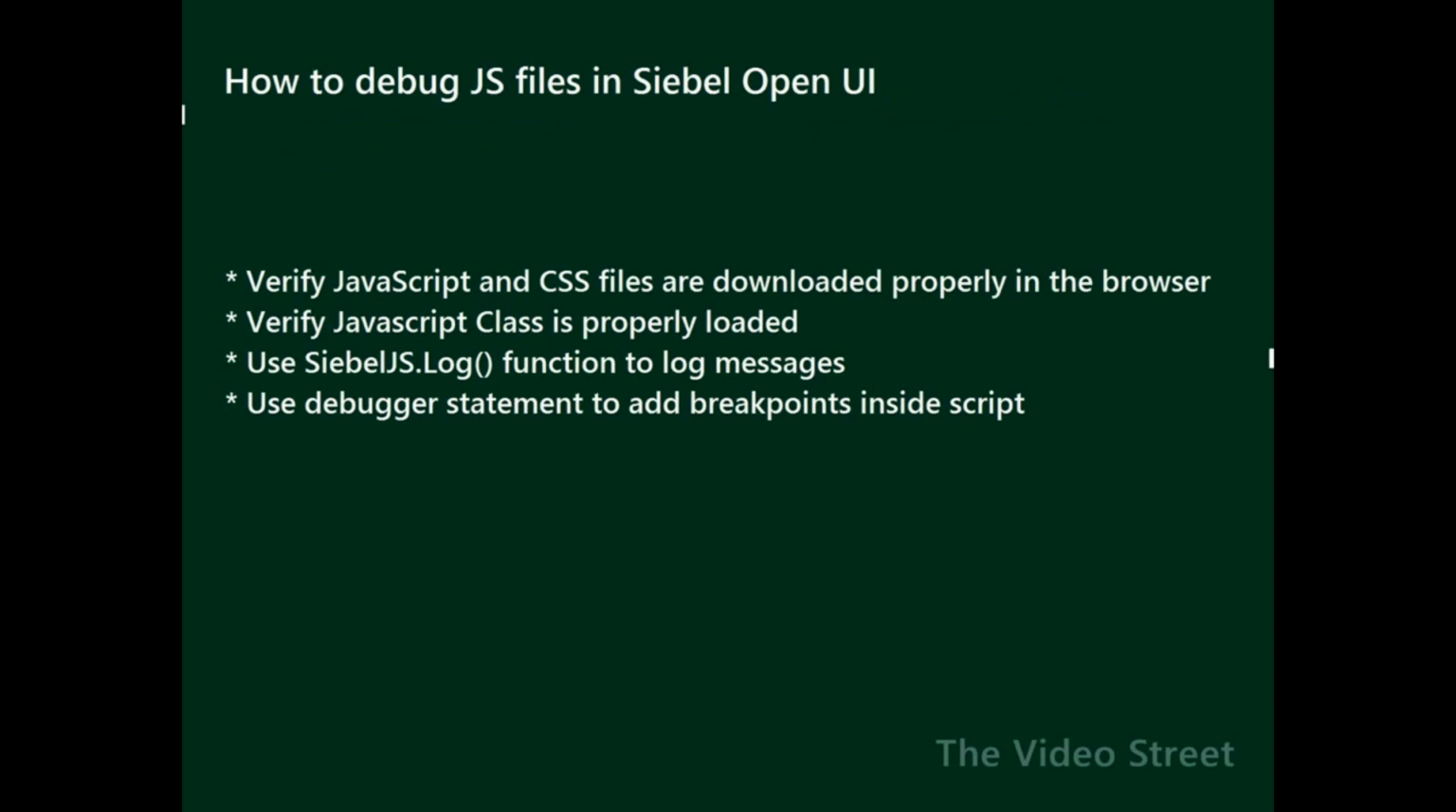How to debug JS files in Siebel Open UI? Verify JavaScript and CSS files are downloaded properly in the browser. Verify JavaScript class is properly loaded. Use siebeljs.log function to log messages. Use debugger statement to add breakpoints inside script.